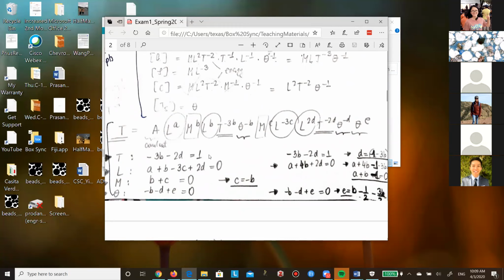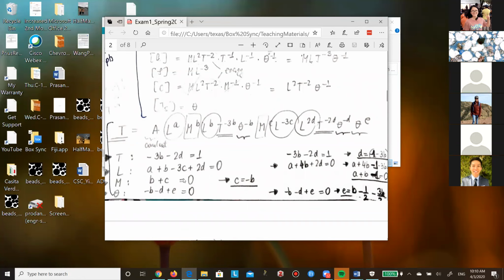So for time, on the left-hand side, I have 1. And on the right-hand side, I have minus 3b and minus 2d. So that gives me the first equation. And I keep doing the same for all the others. I have 4 types of independent units: time, length, mass, and temperature. And that gives me 4 equations.